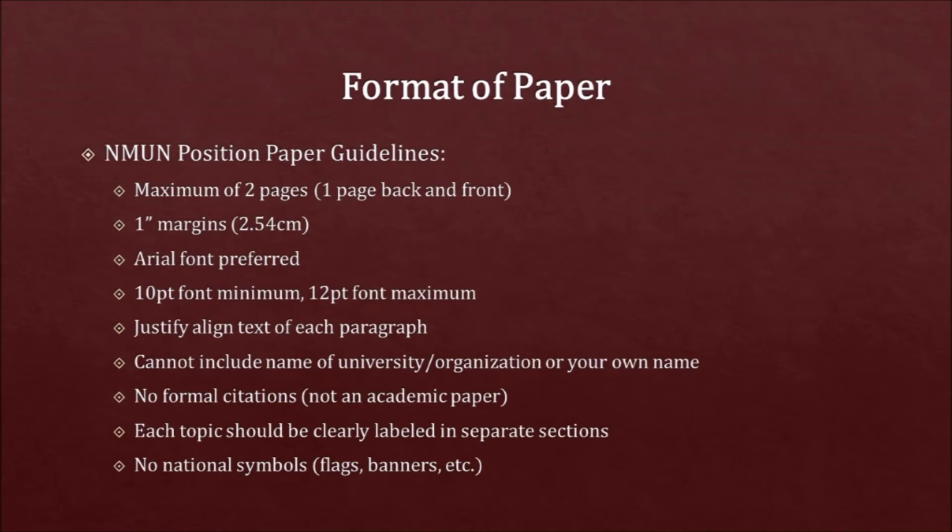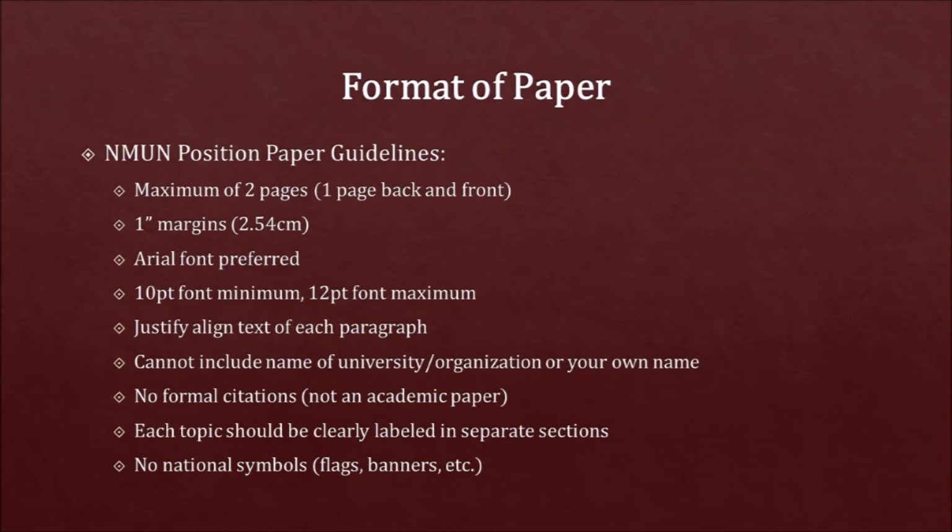In terms of the formatting, the NMUN position paper guidelines are pretty straightforward. A couple of the guidelines I've listed here for you. Keep in mind that your paper will be 2 pages, back and front. So essentially just two pages of context for your topics. The margins will be set at about 1 inch, so a standard paper for many of your classes.